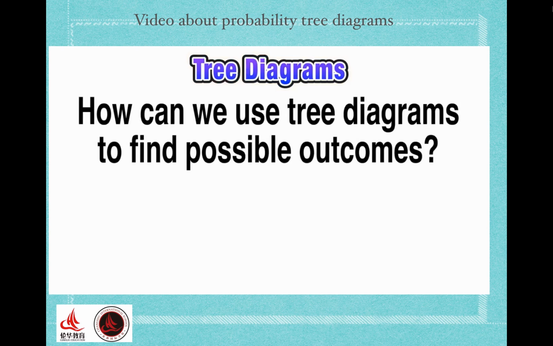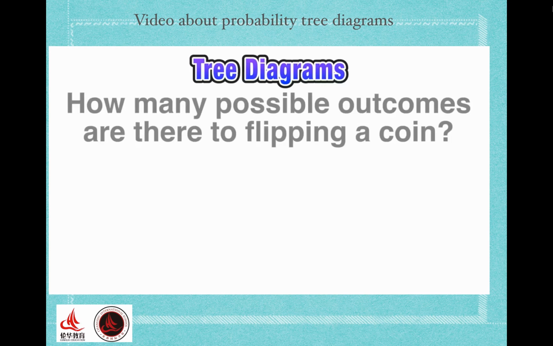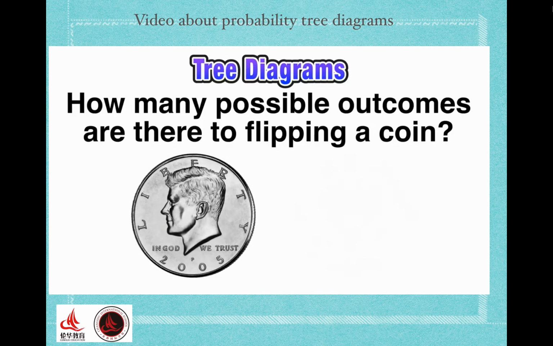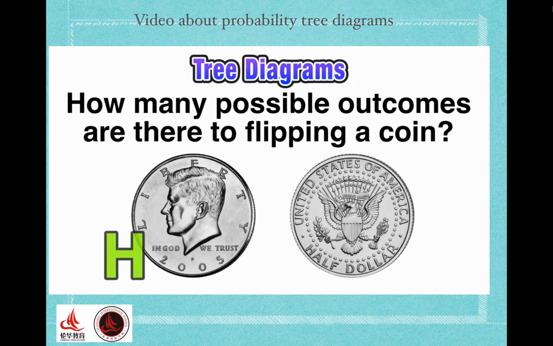Welcome back everyone, and thanks for joining us on this lesson where we are going to explore how we can use tree diagrams to find possible outcomes. So let's start off with a really easy question. How many possible outcomes are there to flipping a coin? Well, we should know that we only have 2 possible outcomes. We can either get heads or we can get tails.